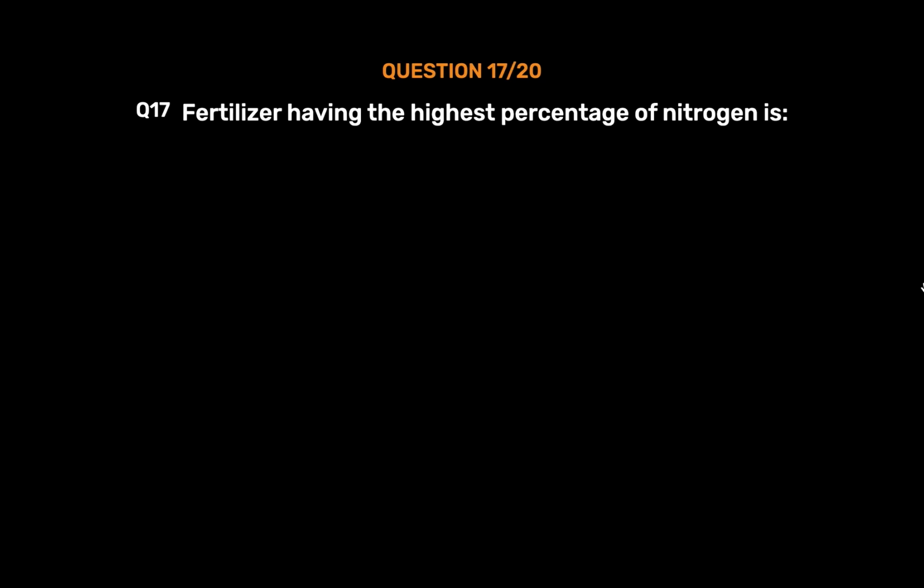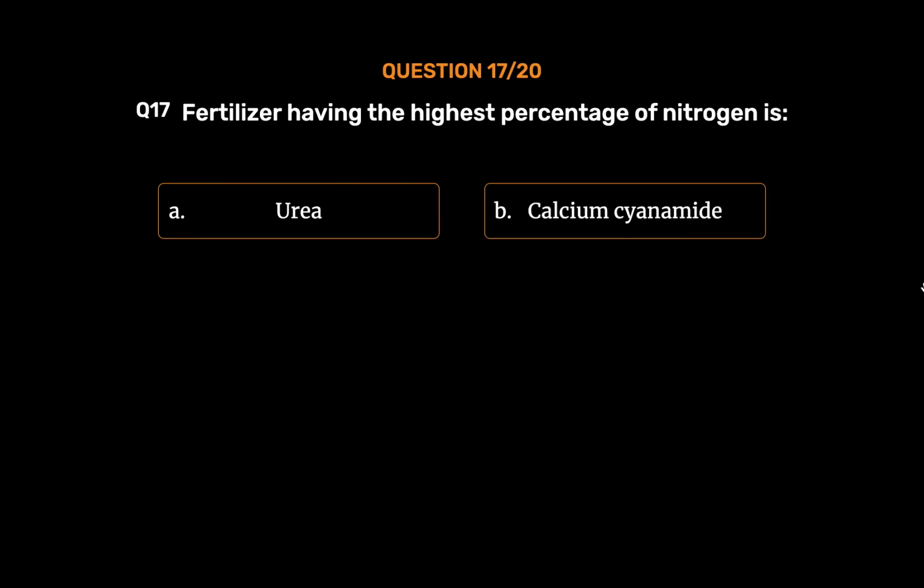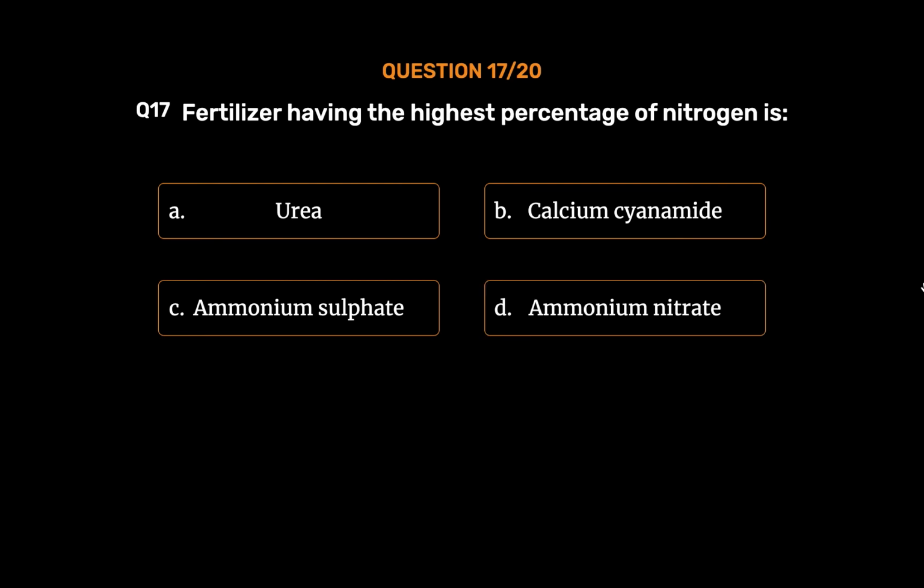Question number 17. Fertilizer having the highest percentage of nitrogen is Option A, Urea. Option B, Calcium cyanamide. Option C, Ammonium sulfate. Option D, Ammonium nitrate. The correct answer is Option A.